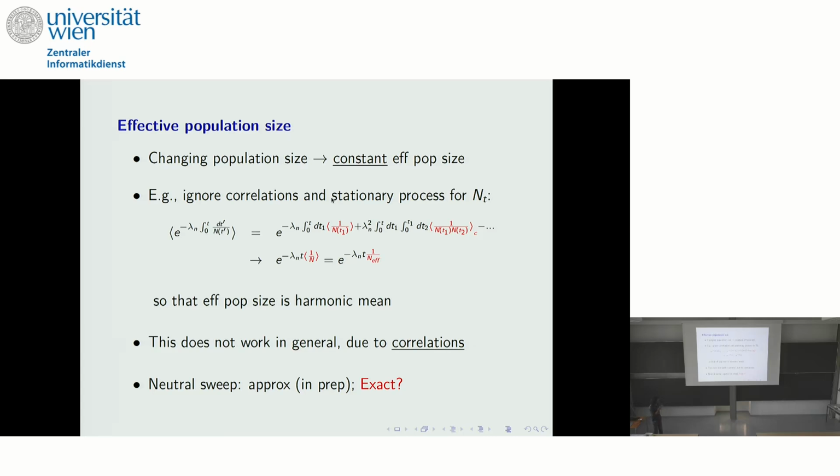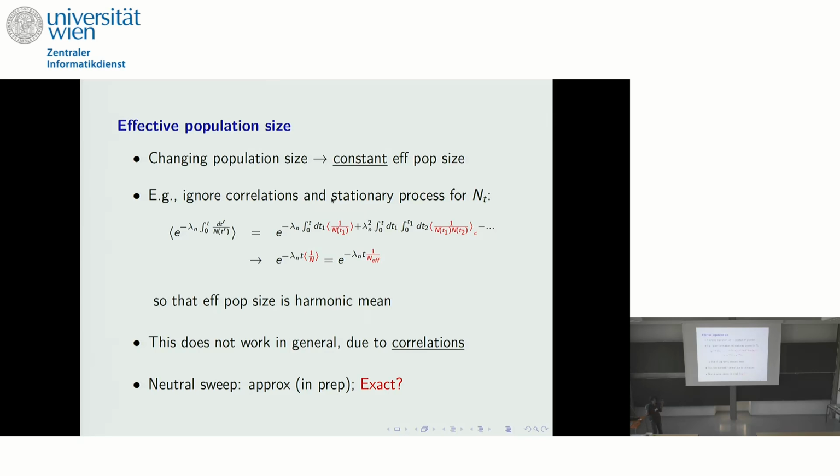So in this case, if I look at this object, this is the exact expansion. If somehow I drop all the correlations, so all these terms are gone, and further I assume a stationary process, then this integral is easy and it comes out over here. So this object is equal to what you would expect in a constant size population. So you equate this to this, and this N effective is nothing but the harmonic mean. So if I can neglect correlations, it has been replaced by a problem whose effective population size is the harmonic mean with respect to this stochastically changing population size distribution.